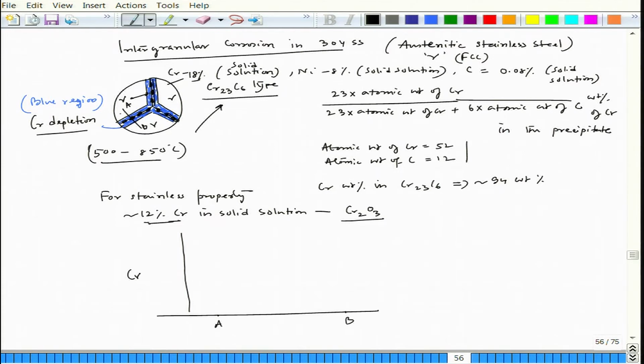Now, this point let us say is C and this point is D, the interface between the depletion zone and the bulk, and then we have the precipitate. Let us say the precipitate is at the center, and this is the length scale of the precipitate. Let us say this is Cr23C6, and this is the interface C and D. Now, this is 12%, and this is 18% in the bulk, so this is the point, and here also 18%.